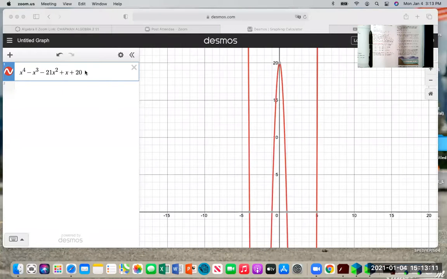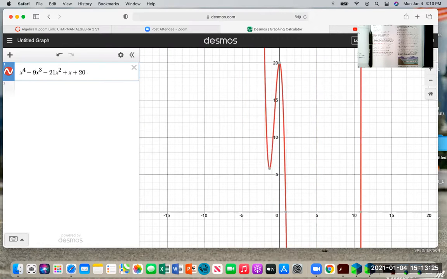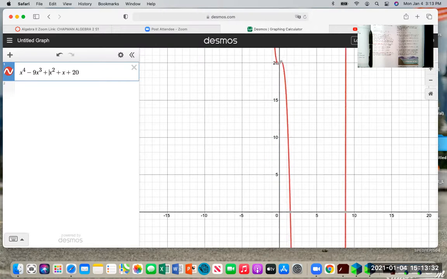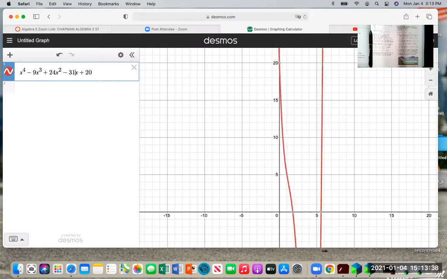Go back to Desmos. In 27, it says the depth is y equals x to the 4th, which I already have on there, negative 9x cubed. So negative 9x cubed, 24x squared. So we'll change this to a positive 24x squared, minus 31x, plus 66.